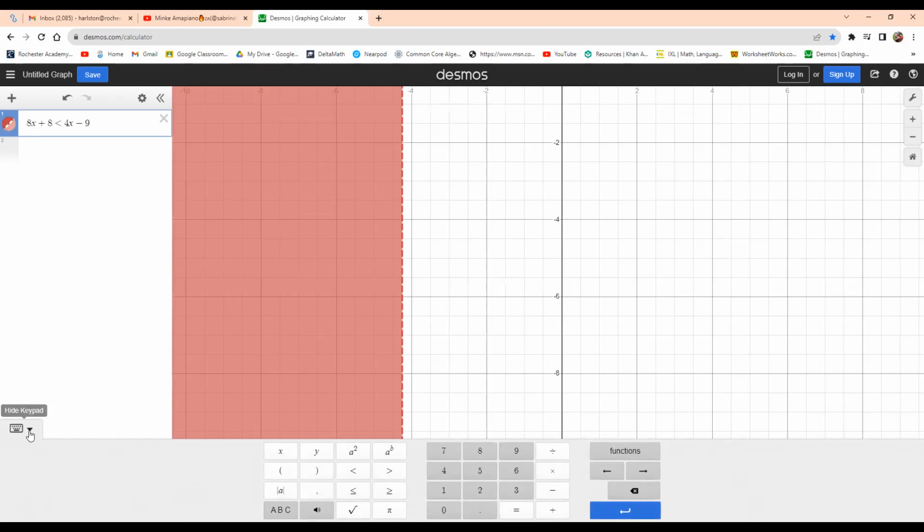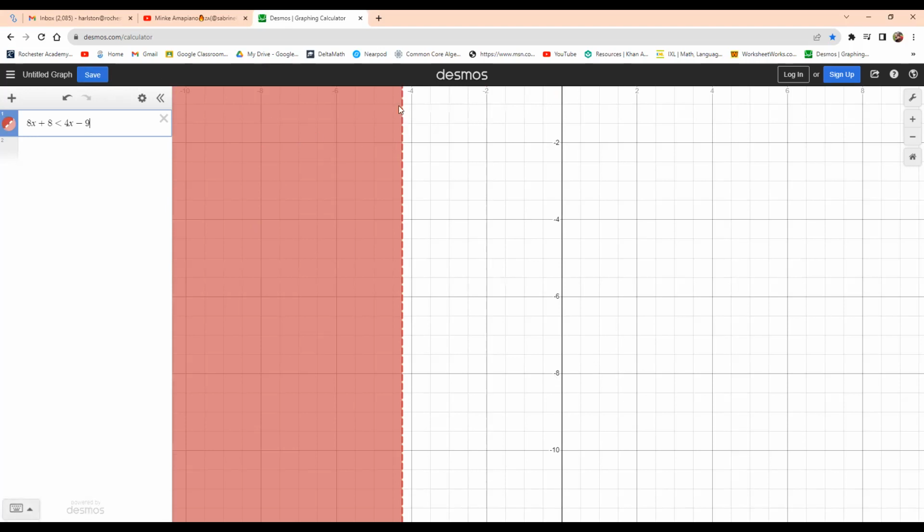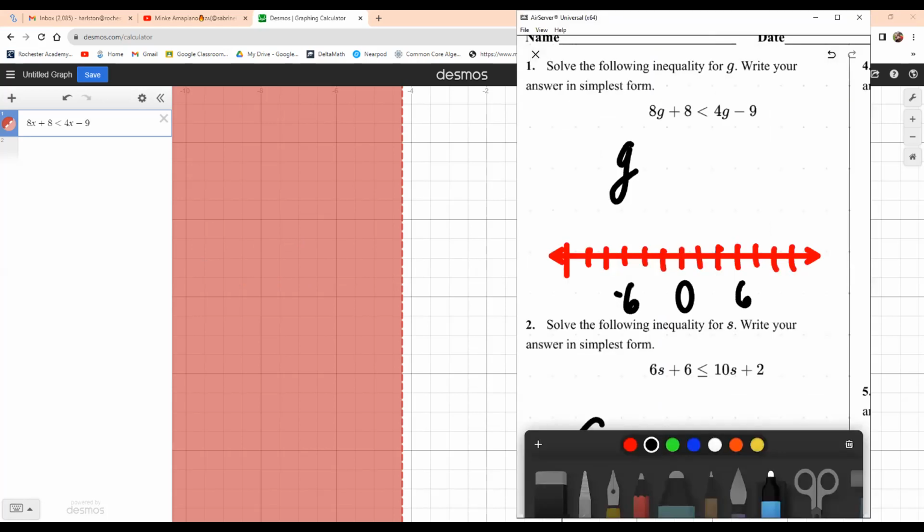Let me get rid of this so you can see it. You see that there's this vertical line. That's where the inequality starts, and then the shading goes to the left. If you click on this, you'll see that the x coordinate is negative 4.25. What this is saying is, if you go to the left, it has all the solutions. So if we were going to write this, we would just write g is less than negative 4.25, since the shading is going to the left and the boundary was at negative 4.25.